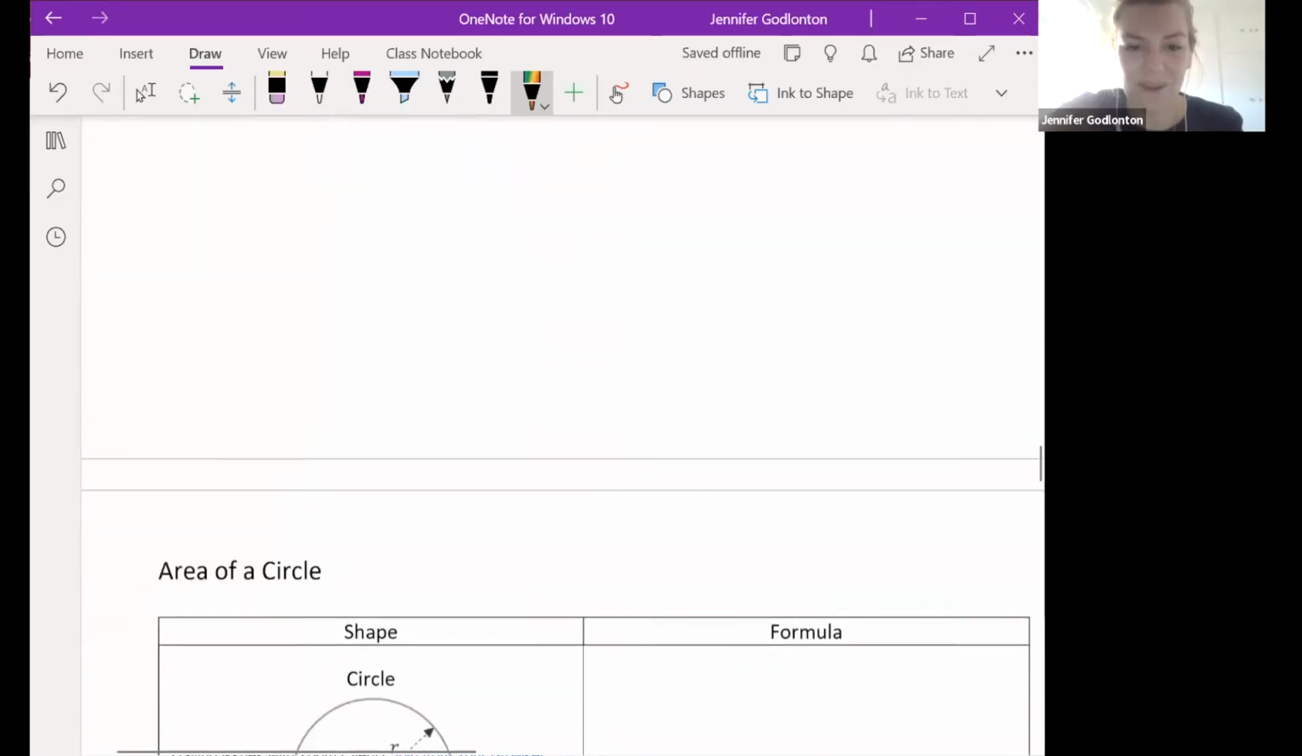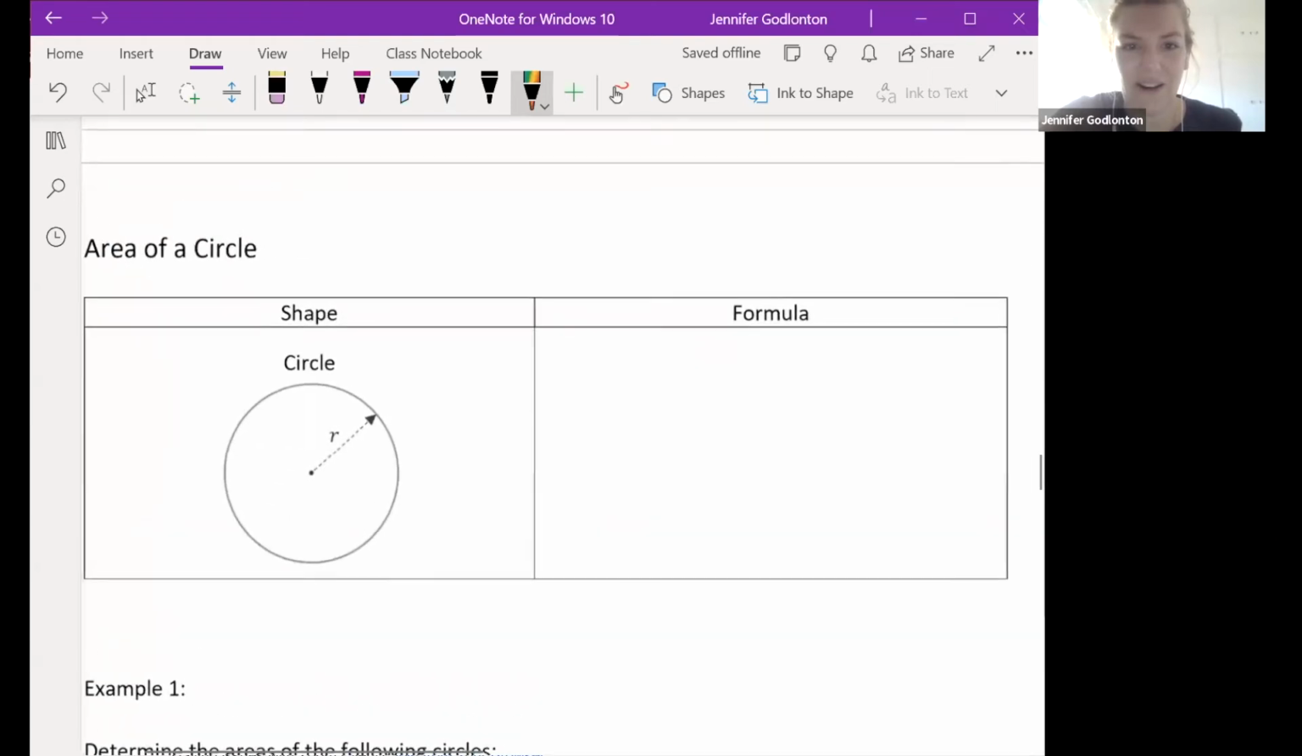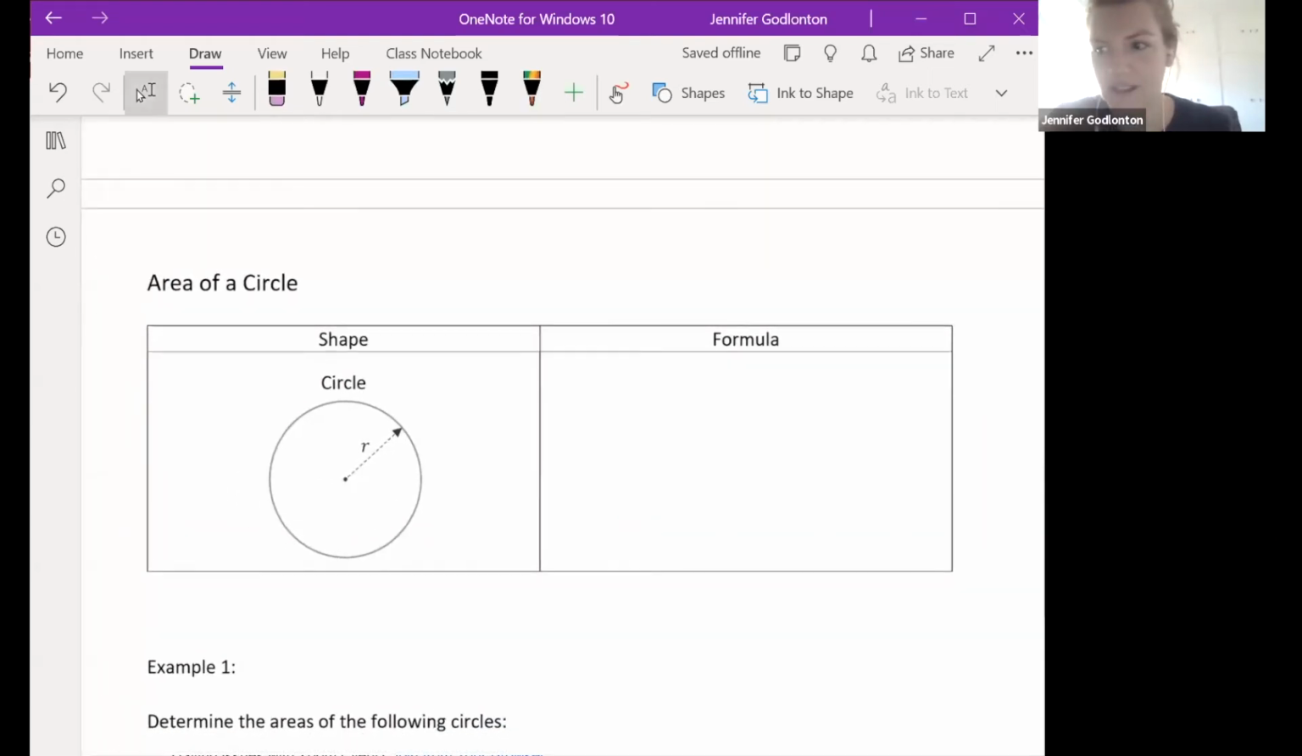So we are going to jump into looking at the area of a circle today. So the area of a circle is when we are trying to find basically this inside shape of a circle like that. Okay. Can I get some suggestions on what you think the area is going to be? What is our formula going to be for this area of a circle?